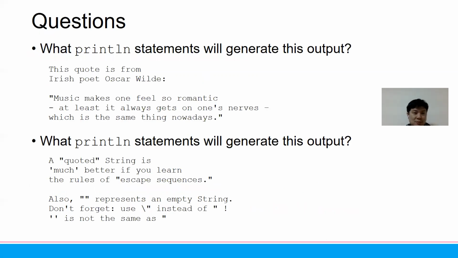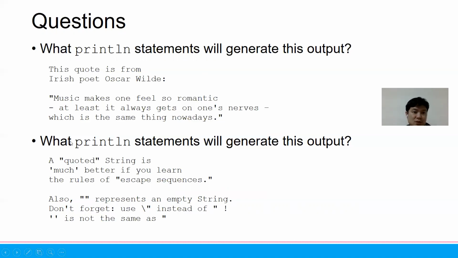Now it's more complicated. If I want to have this result, can you make the print line statements? Okay, what print line statements will generate this output? So this code is from Iris Poet Crossover, and then we have colon, and then we have double quote, and we have double quote. So we need to print this one. How can you print this?